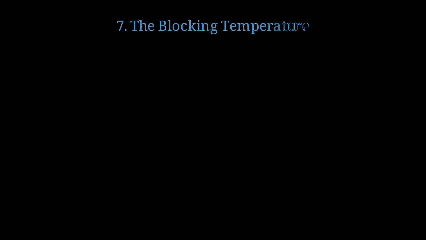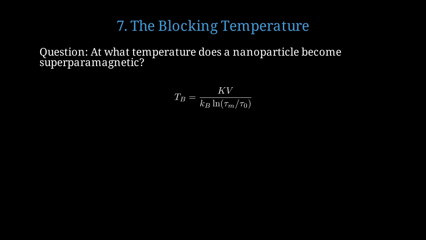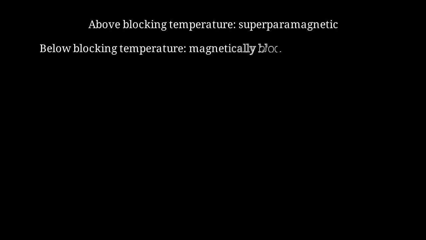The transition to superparamagnetism is characterized by the blocking temperature. At what temperature does a given nanoparticle transition from blocked, stable magnetization to superparamagnetic behavior? The blocking temperature equals KV divided by Boltzmann's constant times the natural log of the measurement time over tau 0. Above the blocking temperature, the particle is superparamagnetic with rapidly fluctuating magnetization. Below the blocking temperature, the magnetization is frozen or blocked in a particular direction.